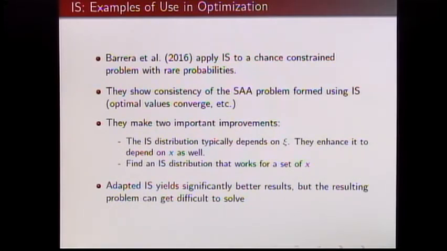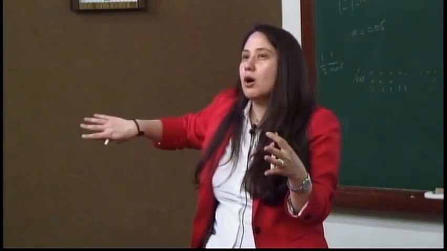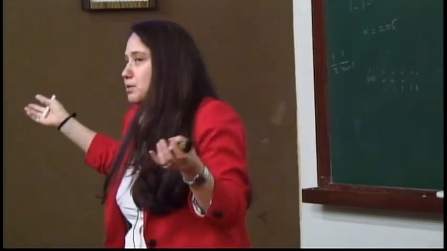They first show consistency, optimal values converge and stuff like that. This is a chance constraint problem, not the ones I'm considering mostly. But they also come up with an important sampling distribution that works not for one given solution, but for a region, okay? Which is much better. They discard some of the non-optimal solutions. They know it's not going to be optimal over there.